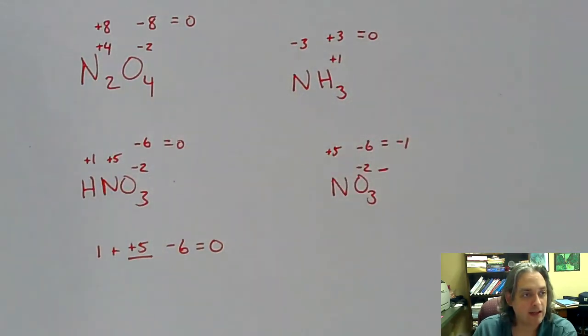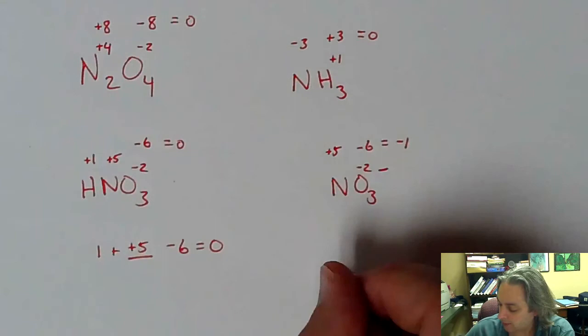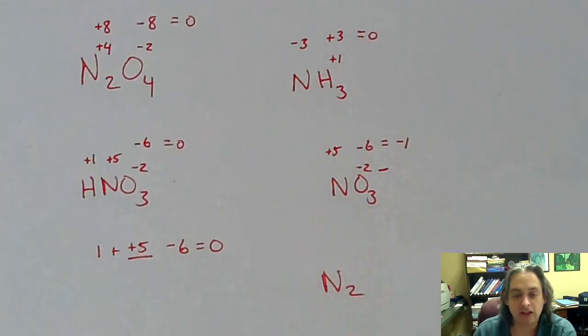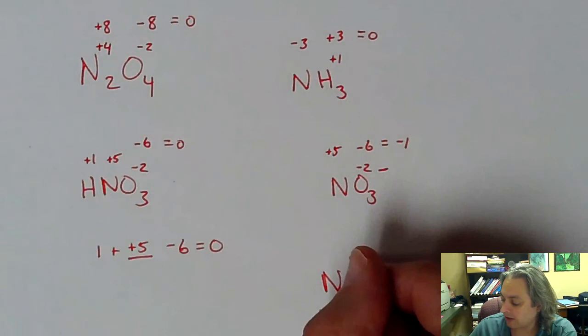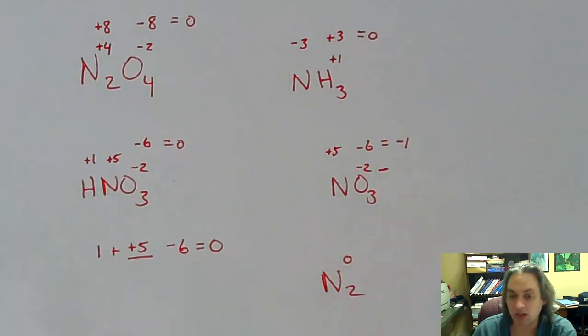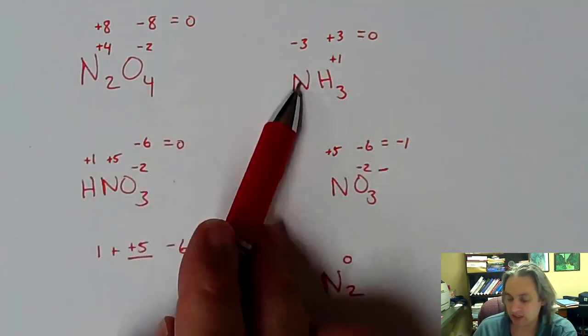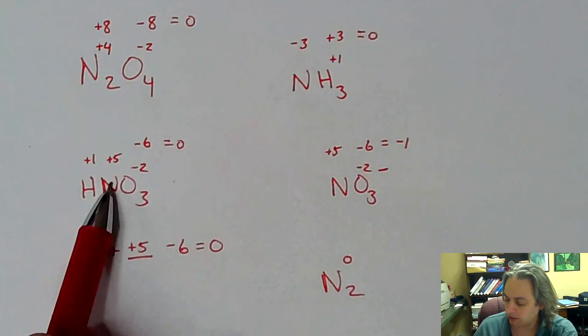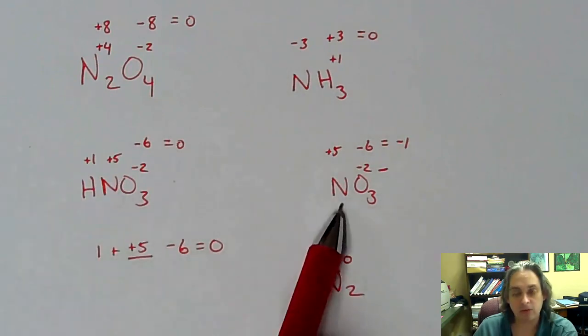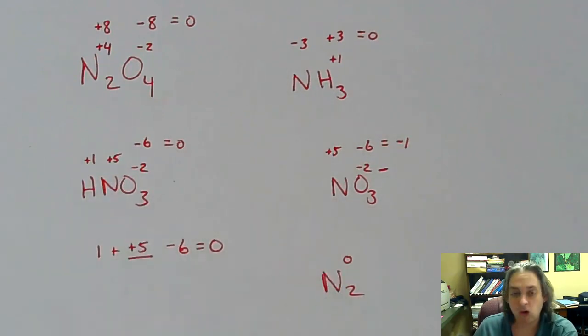And then one last one. What about the molecule nitrogen? Molecule nitrogen, this is an element in its free element state, so therefore the oxidation state for this is going to be 0. So nitrogen can have an oxidation state of +4. It can have an oxidation state of -3, +5. This one would also be a +5 or a 0 depending on what type of compound it is.